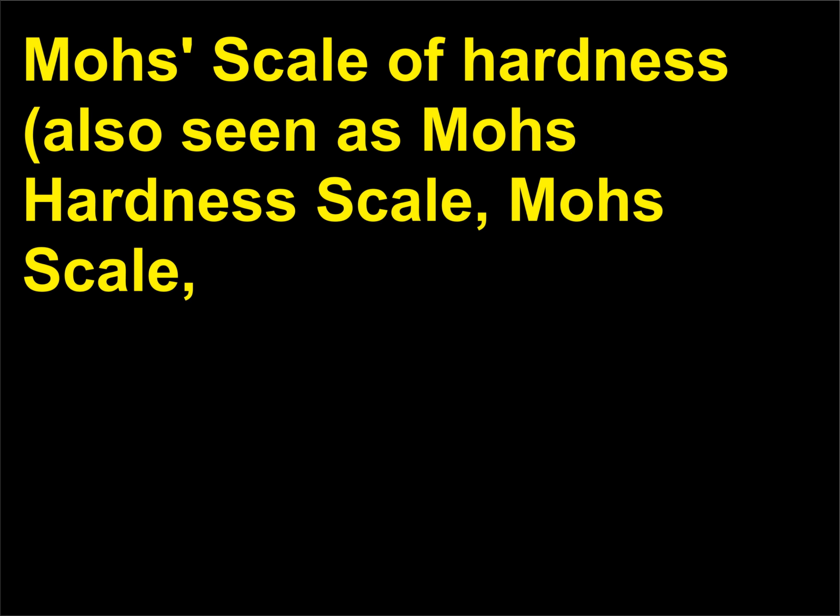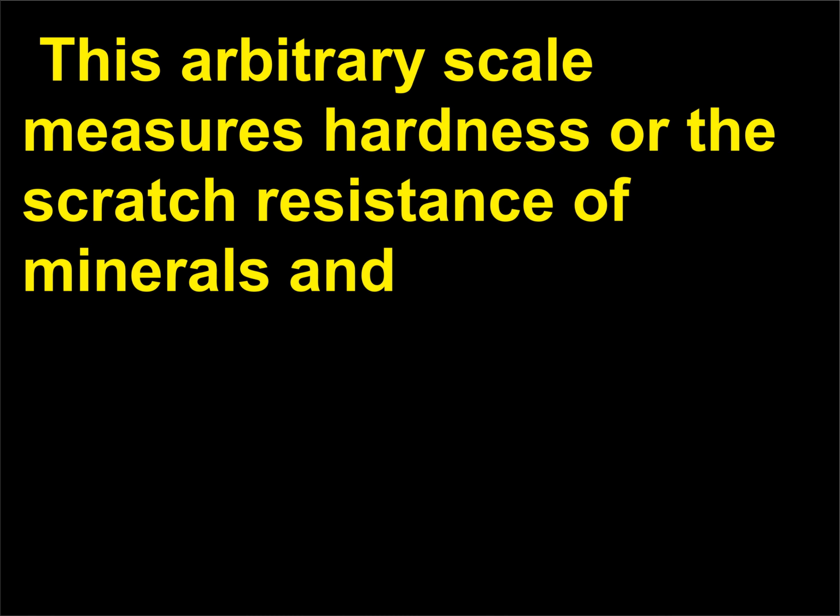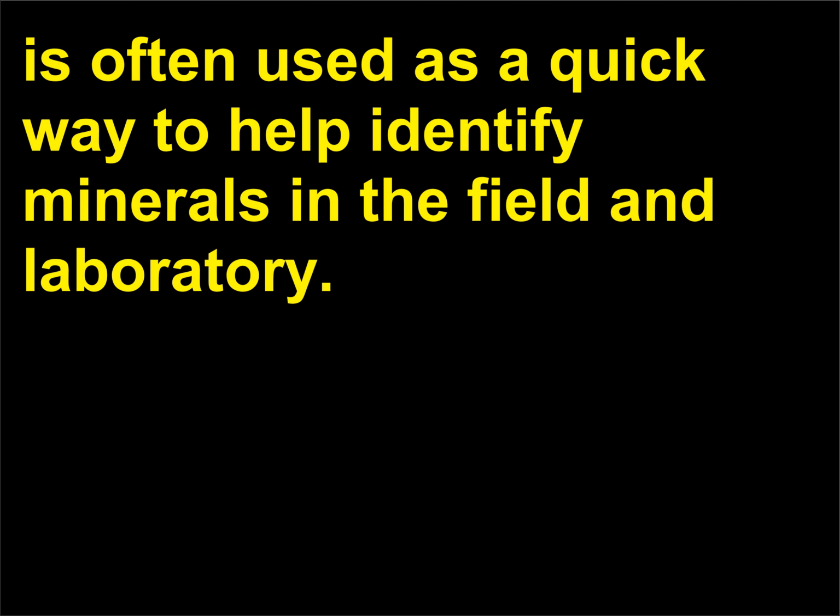Mohs scale of hardness, also seen as Mohs hardness scale, Mohs scale, or even erroneously as Moh's scale, was invented by German mineralogist Friedrich Mohs, 1773 to 1839. This arbitrary scale measures hardness or the scratch resistance of minerals and is often used as a quick way to help identify minerals in the field and laboratory.